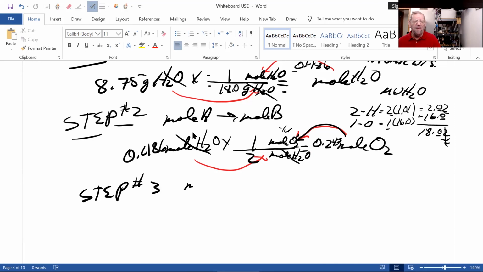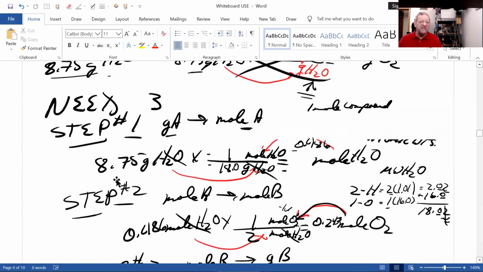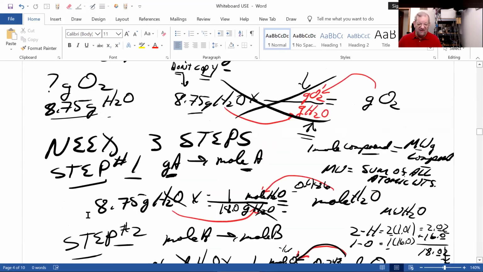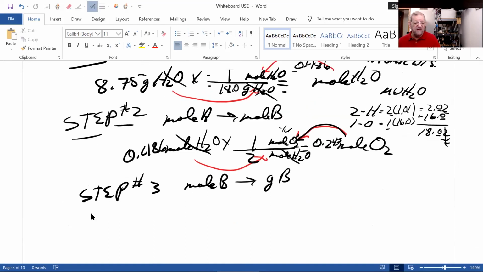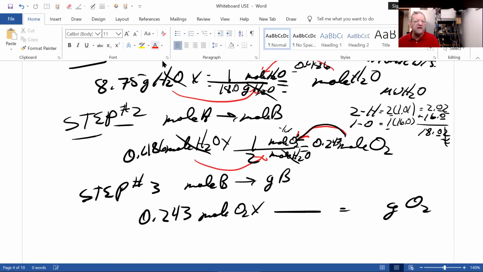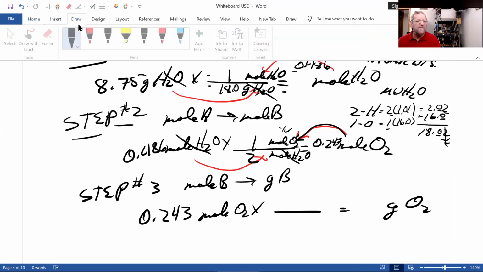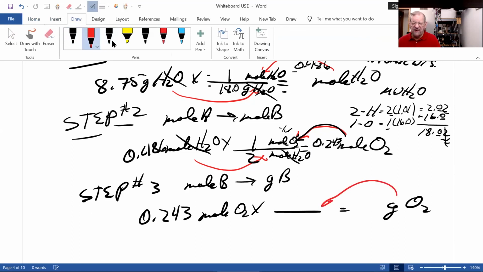where I want to go from moles of B, in this case oxygen, to grams of B, which will be grams of oxygen. Why? Because that's what we're trying to get, grams of oxygen. So how do I do that? Well, I just figured out how many moles of oxygen from step 2. I want to go to grams of oxygen. I'll use unit analysis. Whatever I want to get to goes on top. Whatever I want to get rid of goes below.